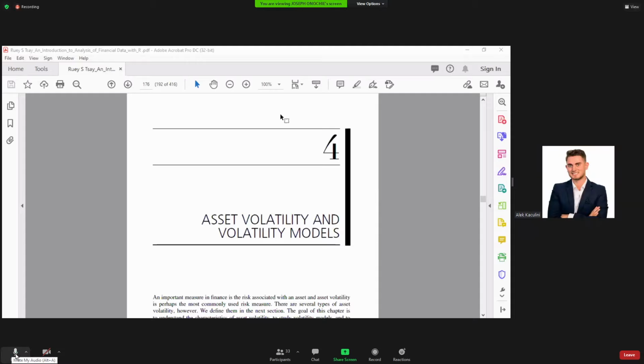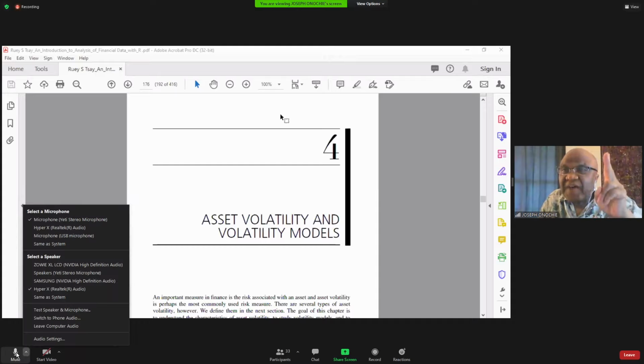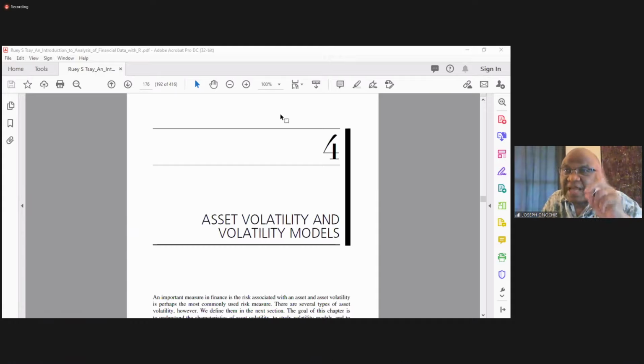What are those two? Simple return and logarithm return. Is that right? And in fact, the logarithm return we use is natural log.